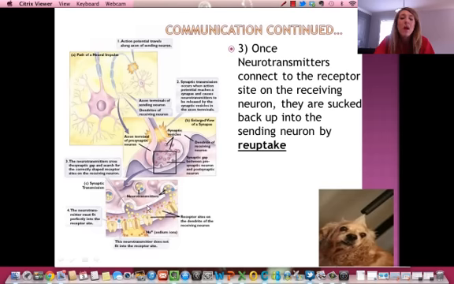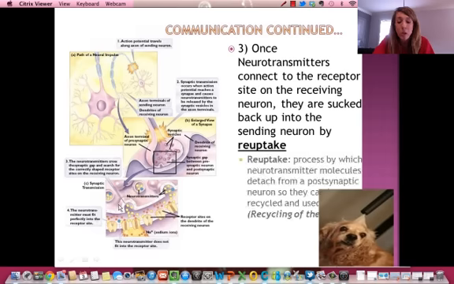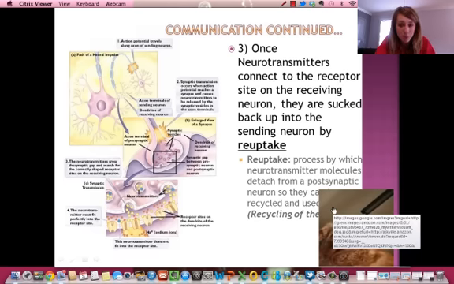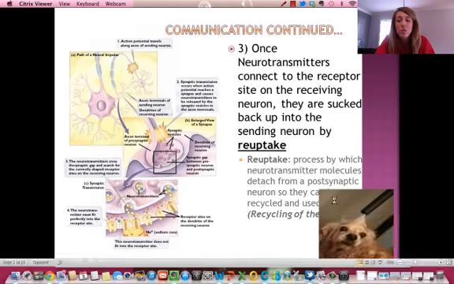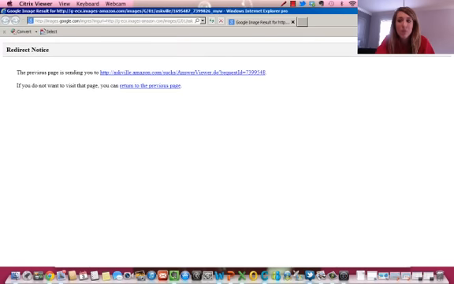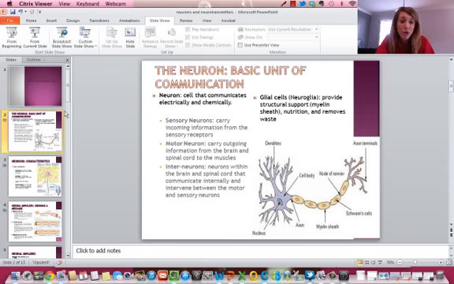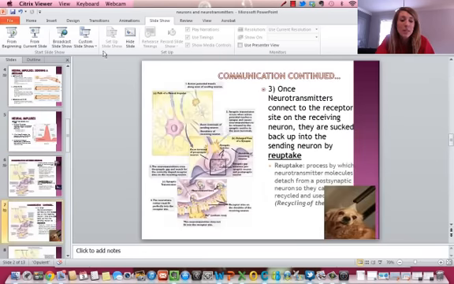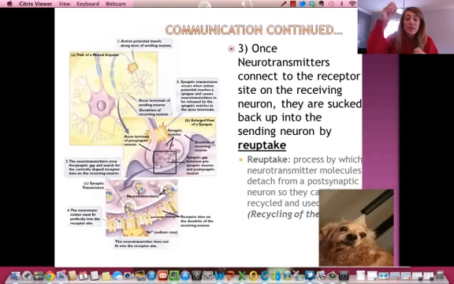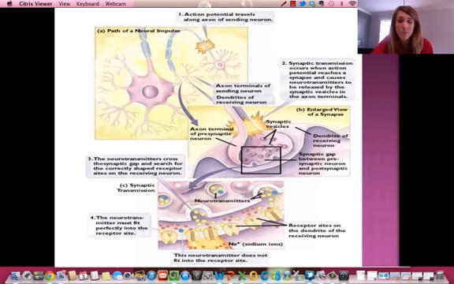Okay, once the neurotransmitters have connected like they do down here, right, they jump, bloop, bloop, bloop across the synapse, then they get sucked back up into the original neuron they were in by a process called reuptake. So reuptake, literally like a vacuum, right? They get sucked back up like a vacuum into the presynaptic neuron, okay? So the presynaptic neuron, okay? It's literally like a vacuum, and it sucks them back up, okay? So that's reuptake.